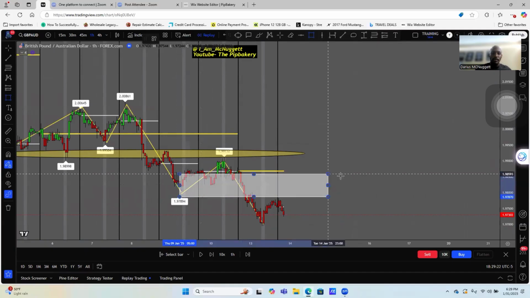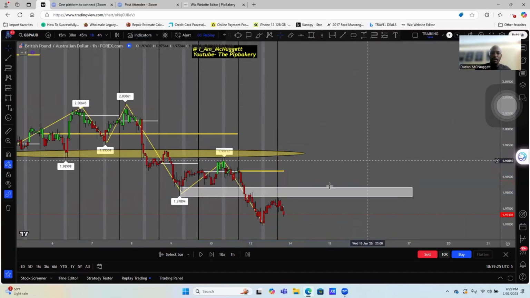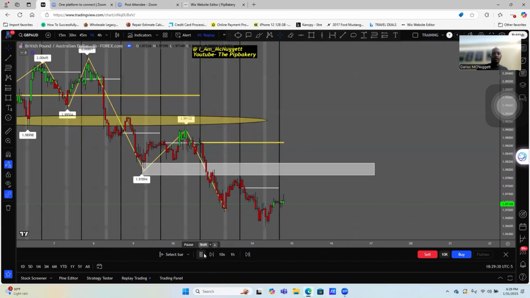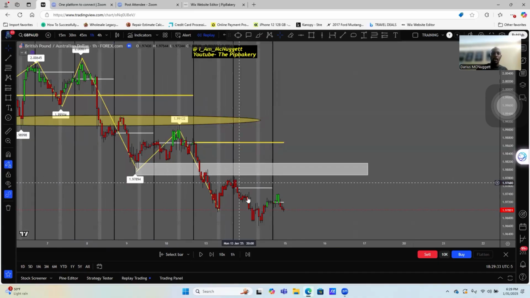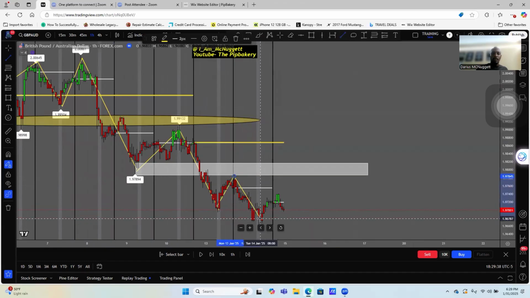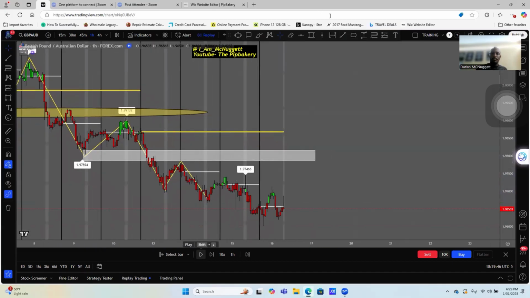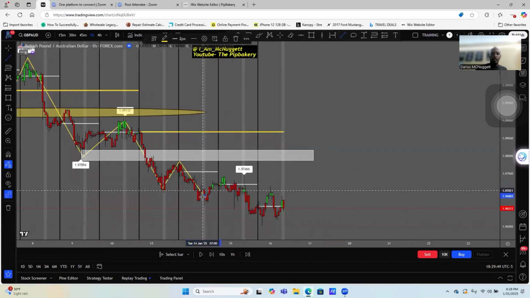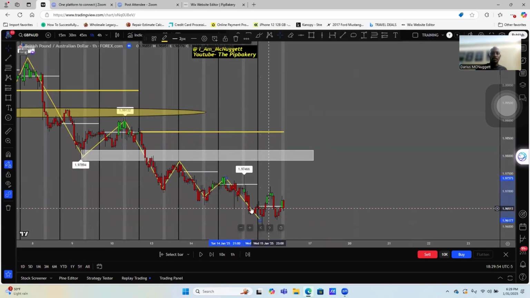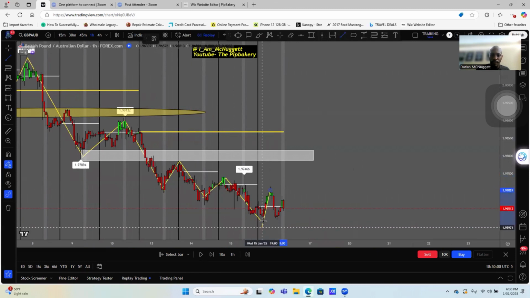From this point, I'm looking for this area to be the area for the pullback if I get a lower high. We got a little small lower high, continuing to trend down. Boom. Lower high, lower low. Lower high, lower low. Now look, this is where it gets tricky, right? Lower high, lower low.